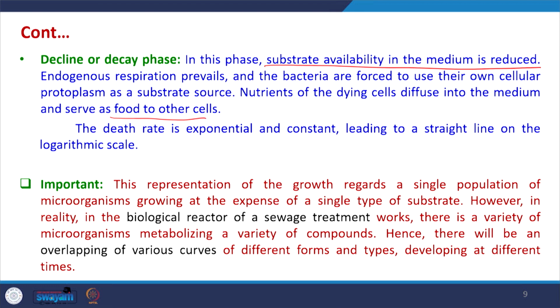The importance of this whole phase is that it represents the growth of a single population of microorganism at the expense of a single type of substrate. However, in reality, in the biological reactor of a sewage treatment or wastewater treatment plant, there are a variety of microorganisms metabolizing a number of compounds. So, different types of organic matter and different types of microorganisms are present, hence there will be an overlapping of various curves of different forms and types, and they will be developing at different times.